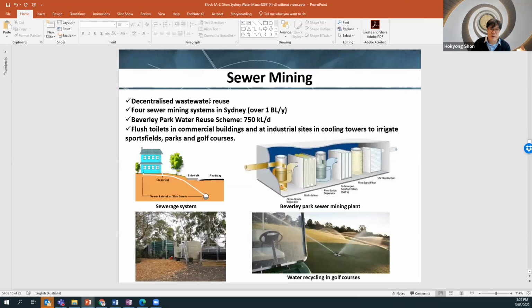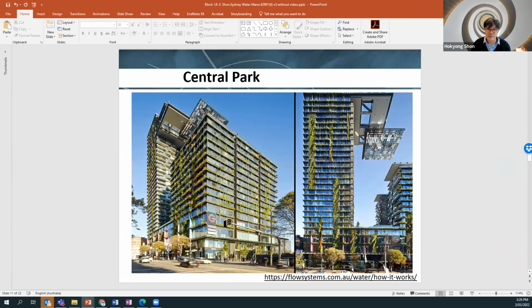Also, this is sewer mining. We have all the sewer pipelines underground, and we just connect our pipeline to pump the wastewater, and then treat it and recycle it in a fit-for-purpose water recycling scheme. So this is the Kogarah Council. They use water recycling in golf courses using this sewer mining system.